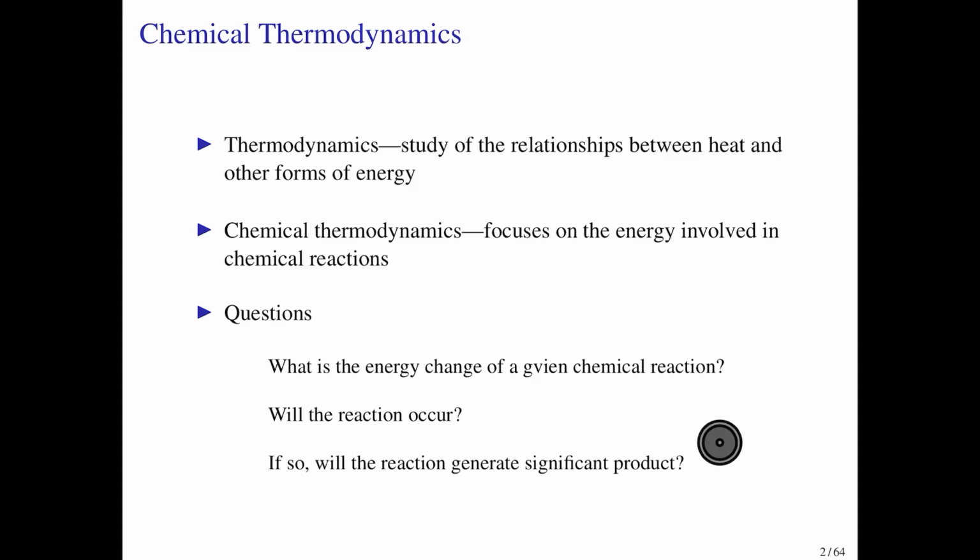And then these other questions here: will the reaction occur on its own? And if so, will it generate a significant amount of product? These are the new types of questions that we'll ask. And as you can tell, they're somewhat related to the topic of equilibrium. And so the goal of this chapter, after the review, is to link thermodynamics with the things that we've been learning about for chemical equilibrium.